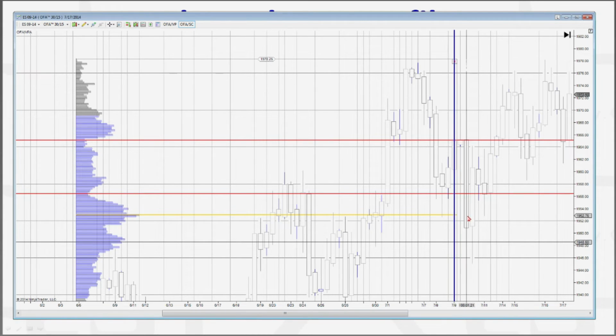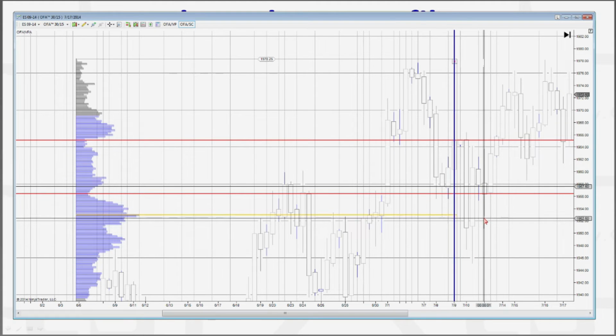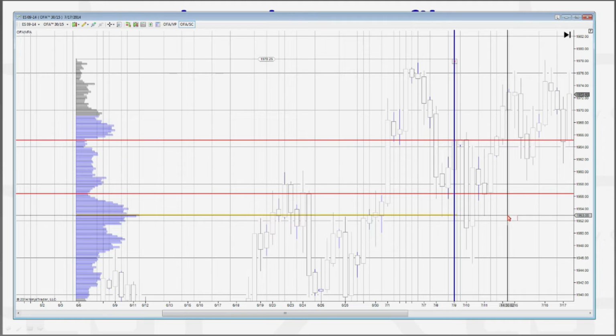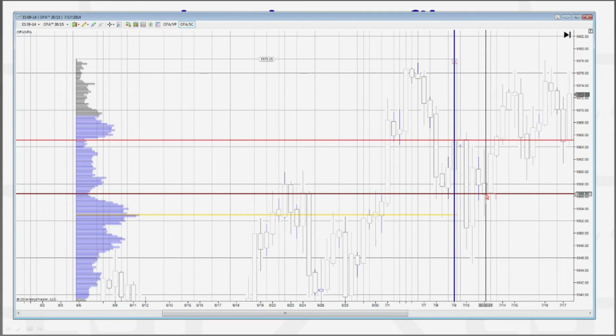We get some rotation around volume point of control. Sellers once again said, nope, don't have enough conviction. I'm not willing to put my money here. I'm not willing to create more market orders to take price lower. That's a big red flag that says sellers lost conviction. If sellers lost conviction, I expect them to find a new area to engage. And it's not likely going to be this area.